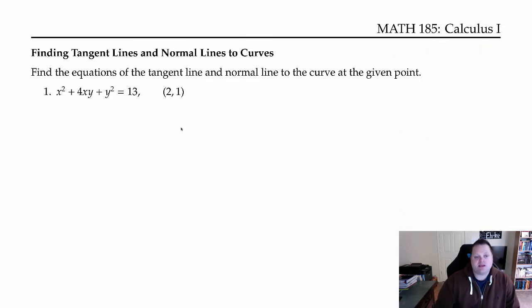All right, tangent lines. So I want to find a tangent line to this curve at the point 2, 1, and it's assumed that the point is x, y equal to 2, 1. So I have to first find my slope implicitly by taking the derivative of both sides.